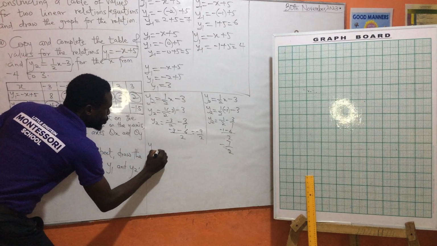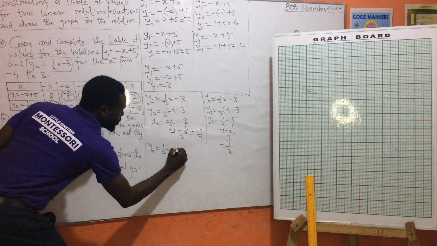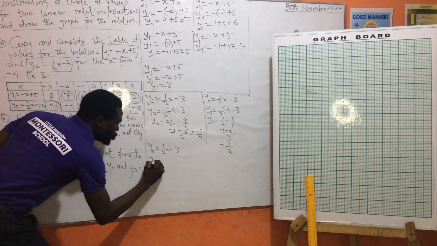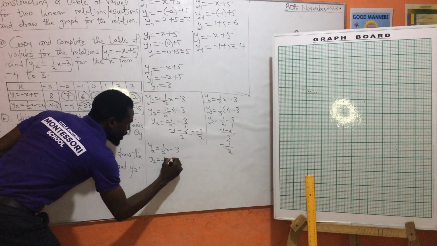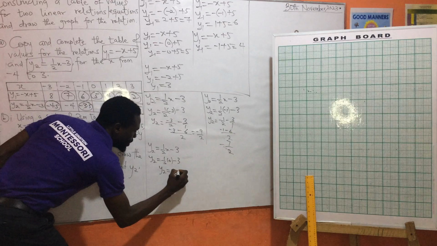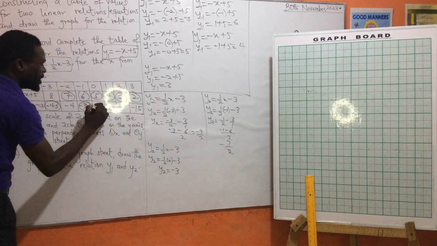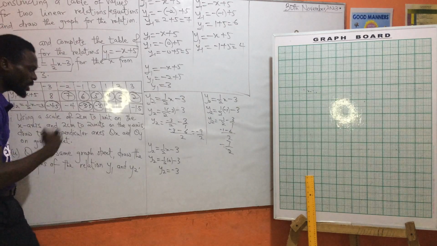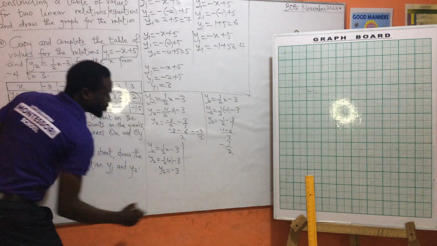So y2 is equal to half x minus 3. This time x is 0. So y2 is equal to half times 0 minus 3. Any number times 0 is 0. So y2 is negative 3. So we have here negative 3. Now we circle it. Then we go to the next one.